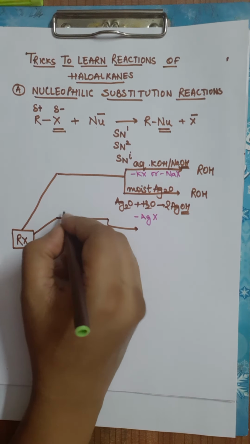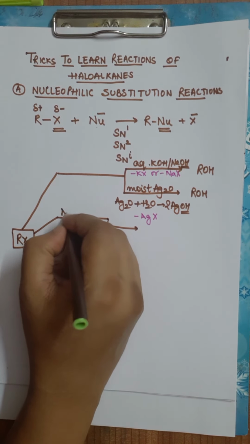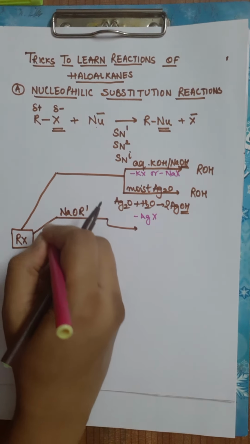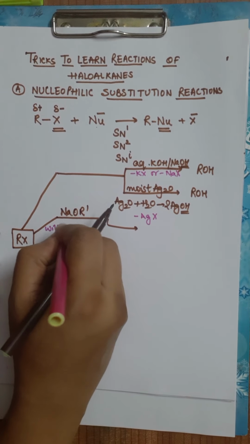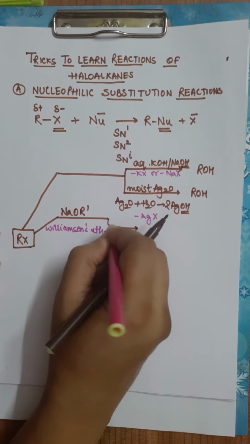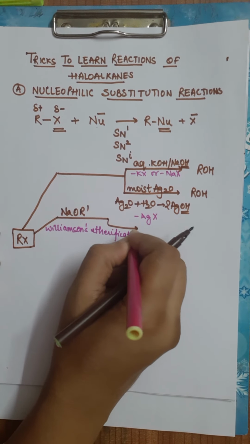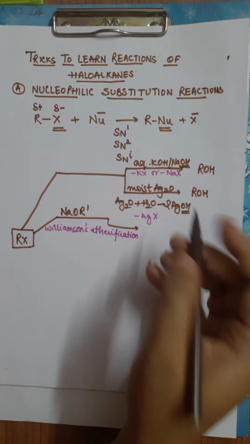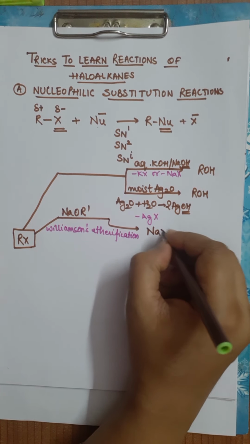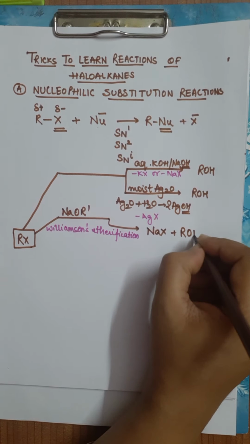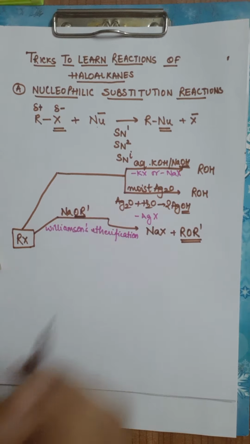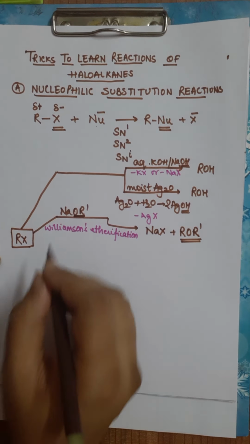Okay. Then the next reaction is one in which you are reacting with NaOR'. Okay, this is a name reaction. This is called Williamson's etherification. So from the name itself, I think it must be clear to you that we are going to have ether here. So the byproduct will be NaX and the main product formed will be ROR'. So here the nucleophile is OR'. I am underlining the nucleophiles.